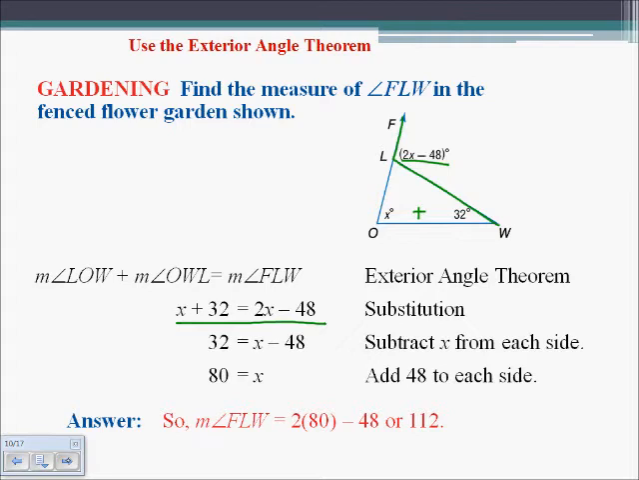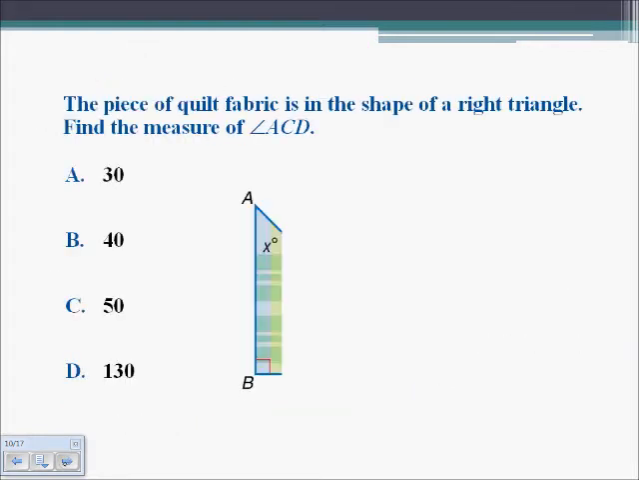Alright, so we have x plus 32 equals 2x minus 48. We go ahead and subtract x on both sides. We add 48, and we're left with x equaling 80. We want to find the final value of FLW as we did last time, so we're taking this x equals 80, plugging it back in, and we have 2 times 80 minus 48, or 112 degrees. Same type of problem as the previous one.